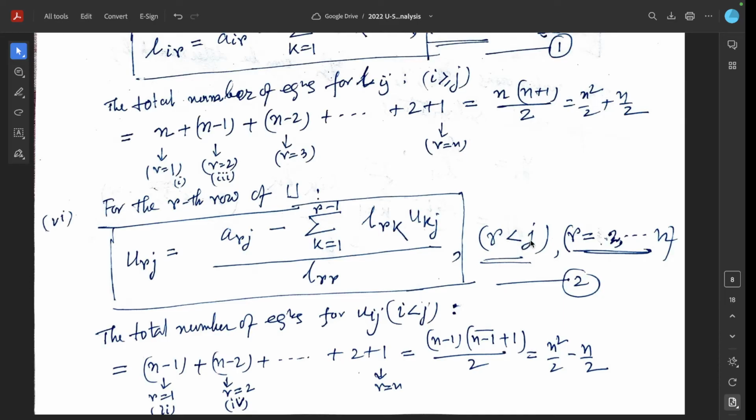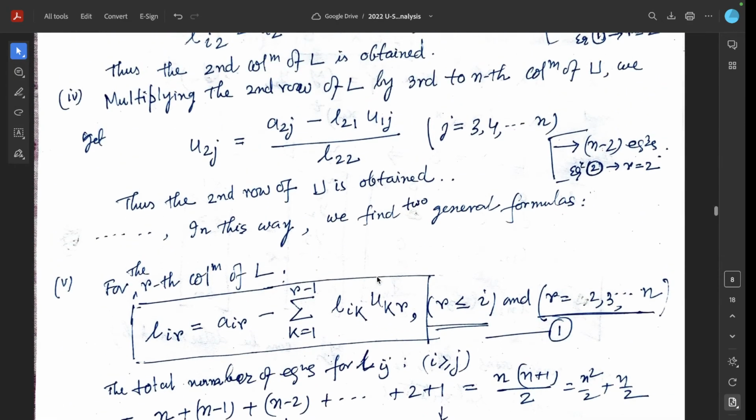So j is greater than 2. So j runs from 3, 4, 5. When r equal to 2, j equal to 3, 4, 5, and so on. So when r equal to 2, we get u_rj, l_rj, and k equal to 1 to r minus 1, 2 minus 1. So k equal to 1. So r 1, 1, l 1, 1, u 1, j whole divided by l 1, 1.